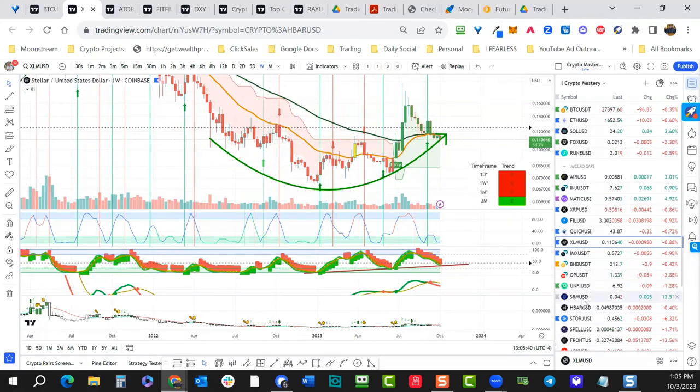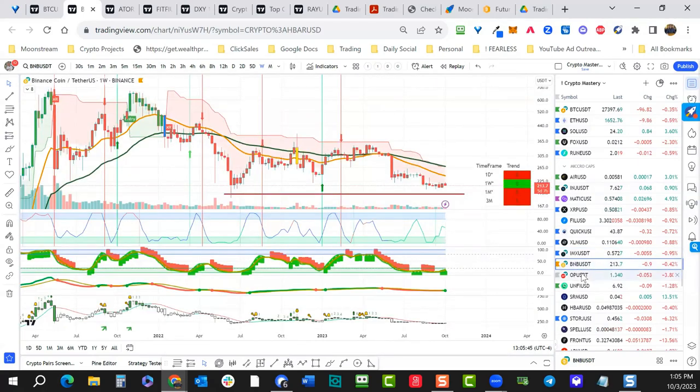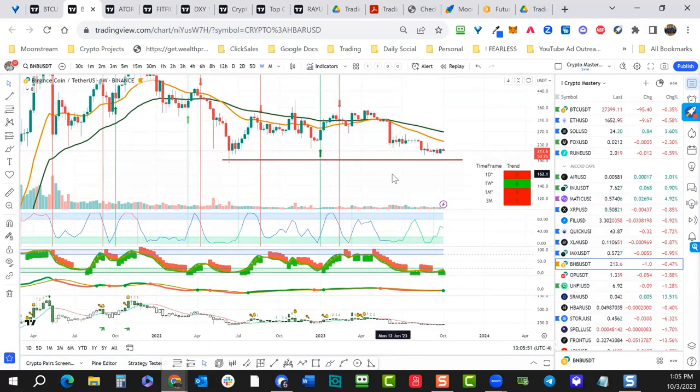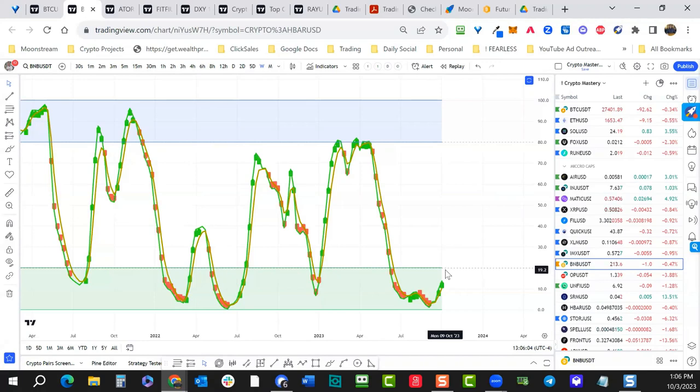Let's see, SRM 13%, we already talked about that. Immutable X looking sort of questionable. A lot of these, I'll turn off the ATR because it does change the color of the candles, but looking for strong support levels. You know, BNB trying to hold this 215-200 level. There were rumors they were selling Bitcoin to hold BNB up. This is Binance's coin. Main thing to watch here is TSI going up above 20.